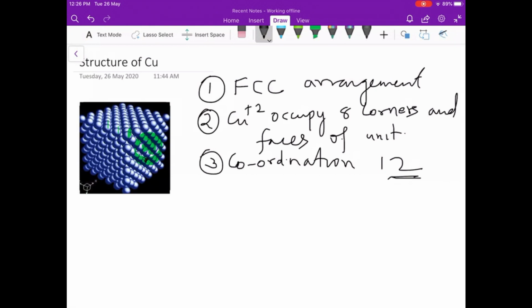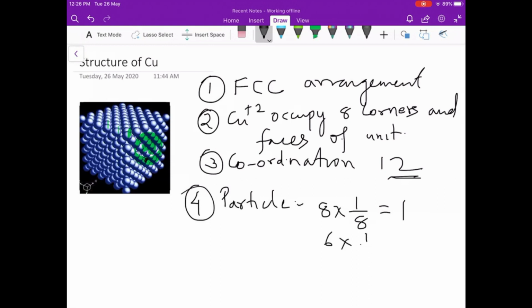Then, taking into account what we have discussed in point number 2, now let's count the total number of copper ions present. So total particles present can be easily calculated. We said 8 corners, and a corner means 1 by 8, so that is equal to 1. And we also discussed faces. Since there are 6 faces, 6 into half for 1 face is equal to 3. So the total number of particles present in copper is also 4.